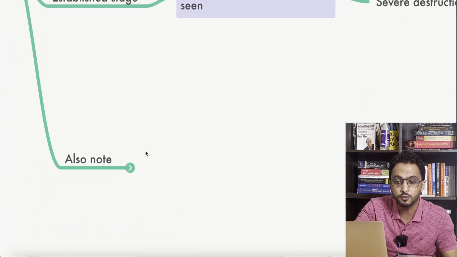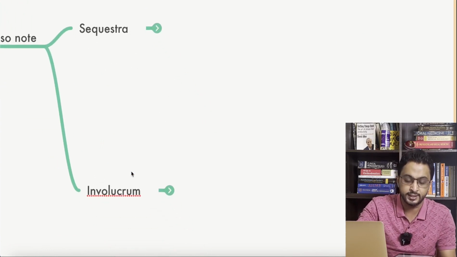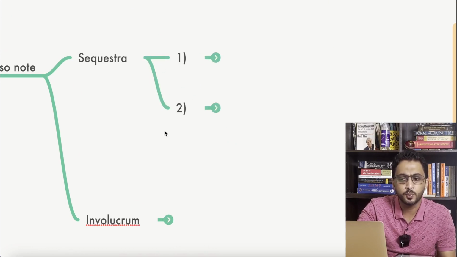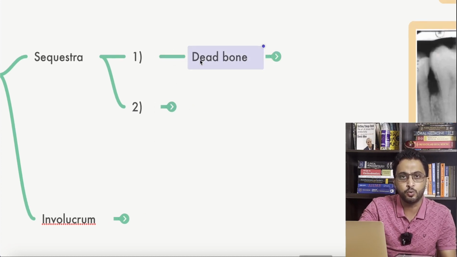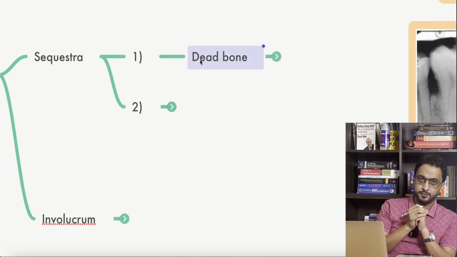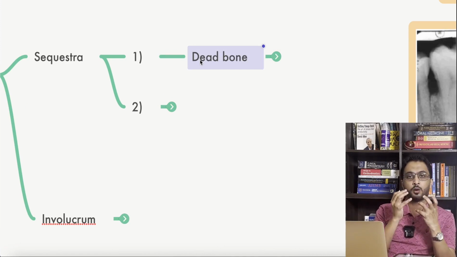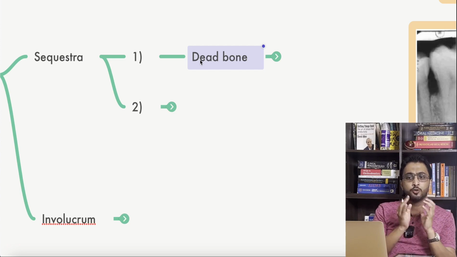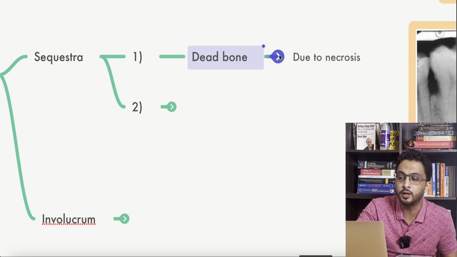Okay, in the established stage, also note two very, very important things come here: sequestra and involucrum. So what is sequestra? What is involucrum? Sequestra is dead bone. Now what is happening in osteomyelitis? The vascular supply is affected. So what happens? Necrosis, general pathology. Due to necrosis the bone dies. So the necrosed bone is called a sequestra.